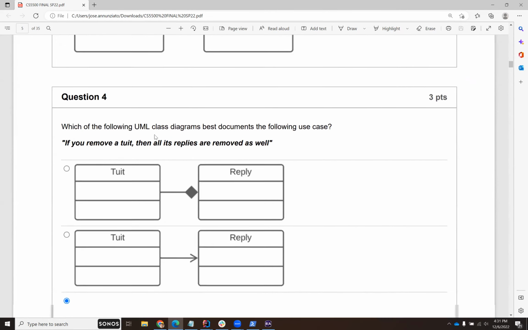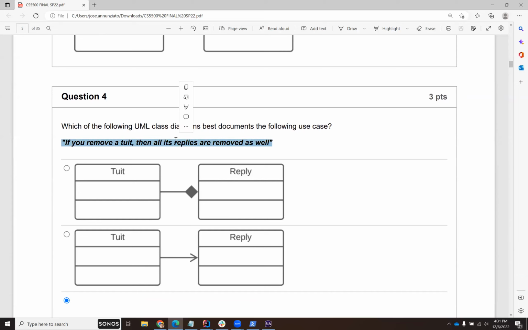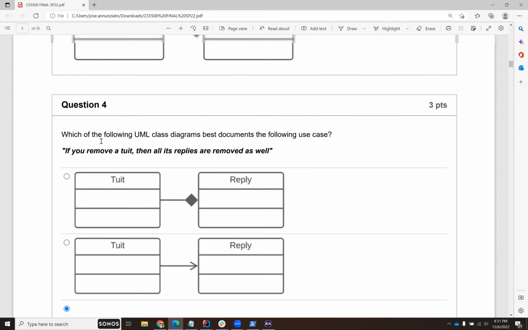So here I would use a composite to implement this. Now, whether it's a good decision to remove the replies if you remove the tweets, that's another issue. If they tell you this is the way I want it to behave, you would push back and say, are you sure that you want this to be a composition and not an aggregation?